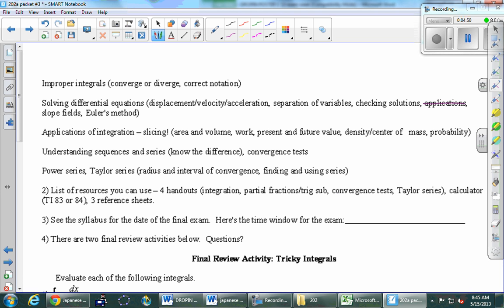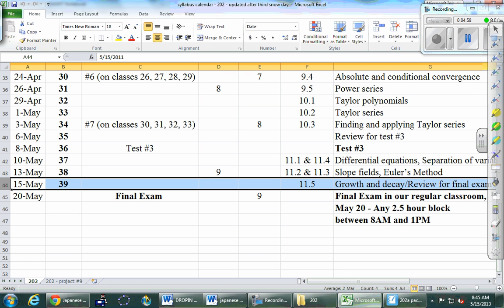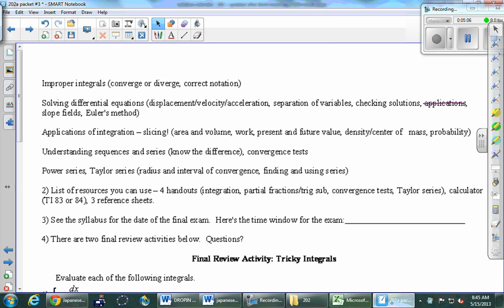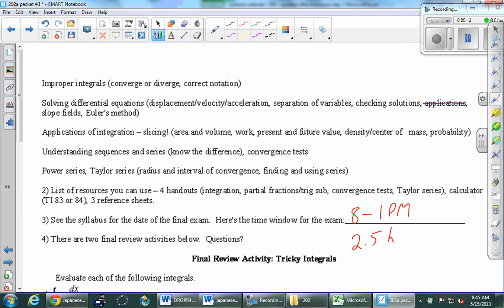Okay, it says see the syllabus for the date of the final exam. So I think that I made some changes to that date. So again, it's here on this calendar, which I have handed out updated. So it's Monday, anytime between 8 and 1. So we can write that in here. Two and a half hours is what you get.